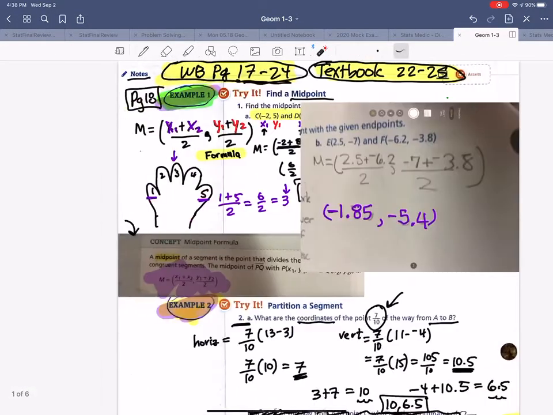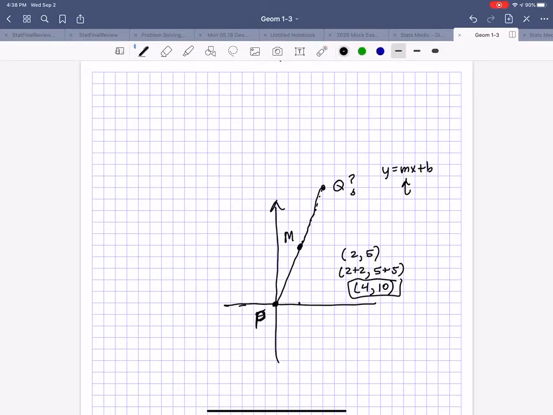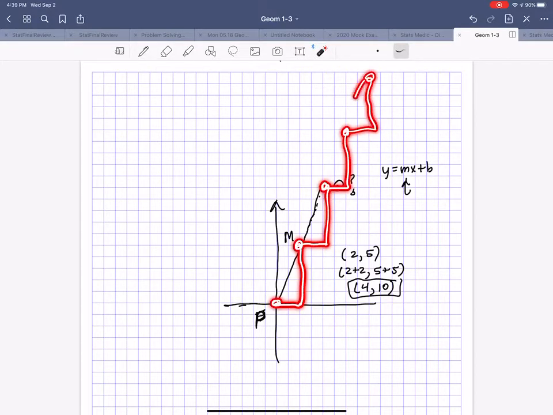So let's go back to our graph paper and see if we can just keep on going. So I went over 2, up 5. I want to go over 2, up 5, over 2, up 5, over 2, up 5. Now this point isn't the midpoint anymore. It's a fourth of the way there. Cool. So this coordinate would be 2 in the x, plus 2 in the x, plus 2 in the x, plus 2 in the x, and plus 5, plus 5, plus 5, plus 5 in the y.